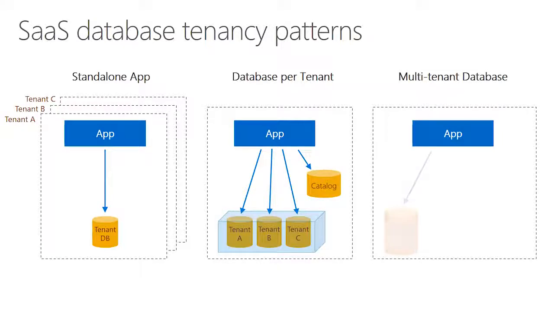The third pattern uses a multi-tenant database, which requires the schema to be modified or designed to hold data from multiple tenants in each table. This pattern suits scenarios requiring perhaps less data per tenant and not needing the same levels of data or performance isolation as the previous patterns.